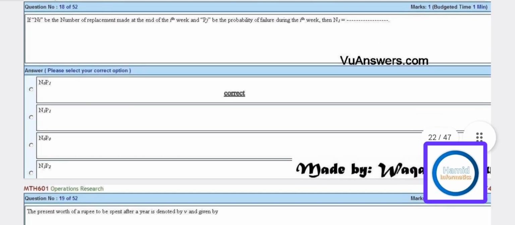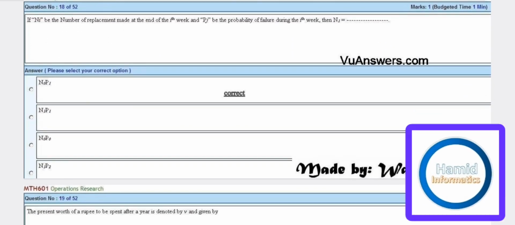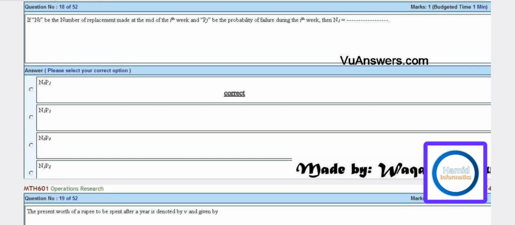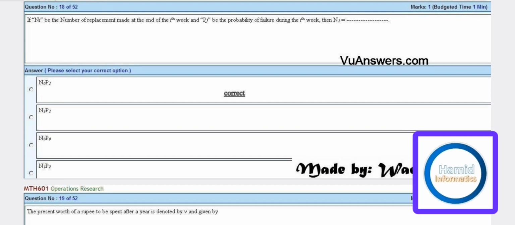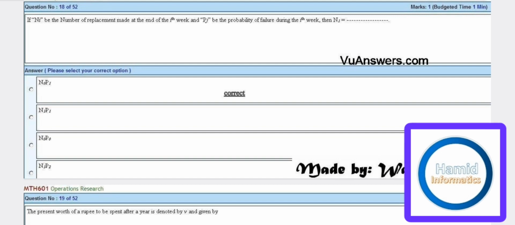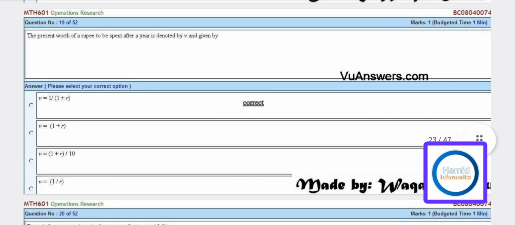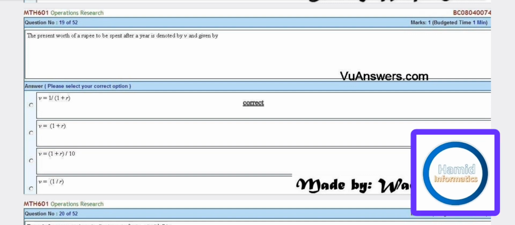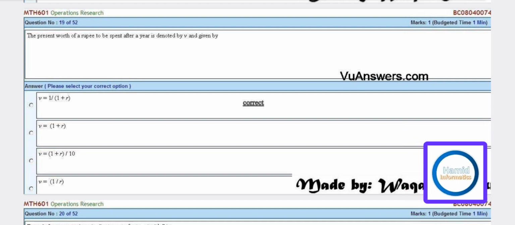Next question is: if Ni be the number of replacements made at the end of the ith week and Pj be the probability of failure during the ith week, then Ni will be N0 and P1. Next is the present worth of a rupee to be spent after a year, denoted by V and given by V equal to 1 over 1 plus R.